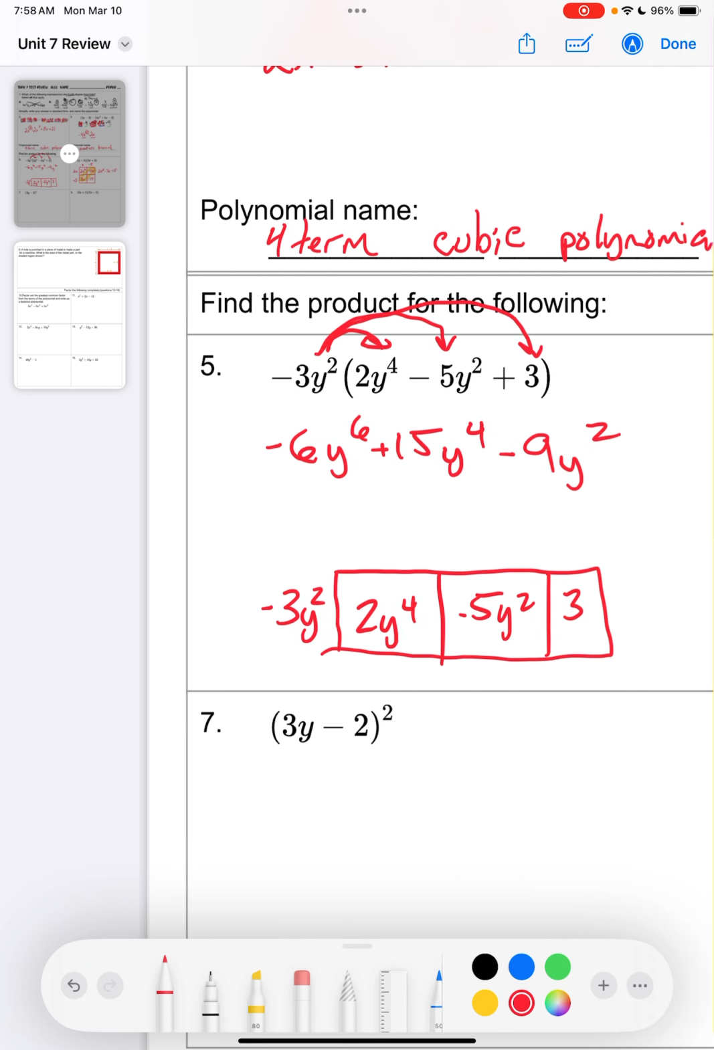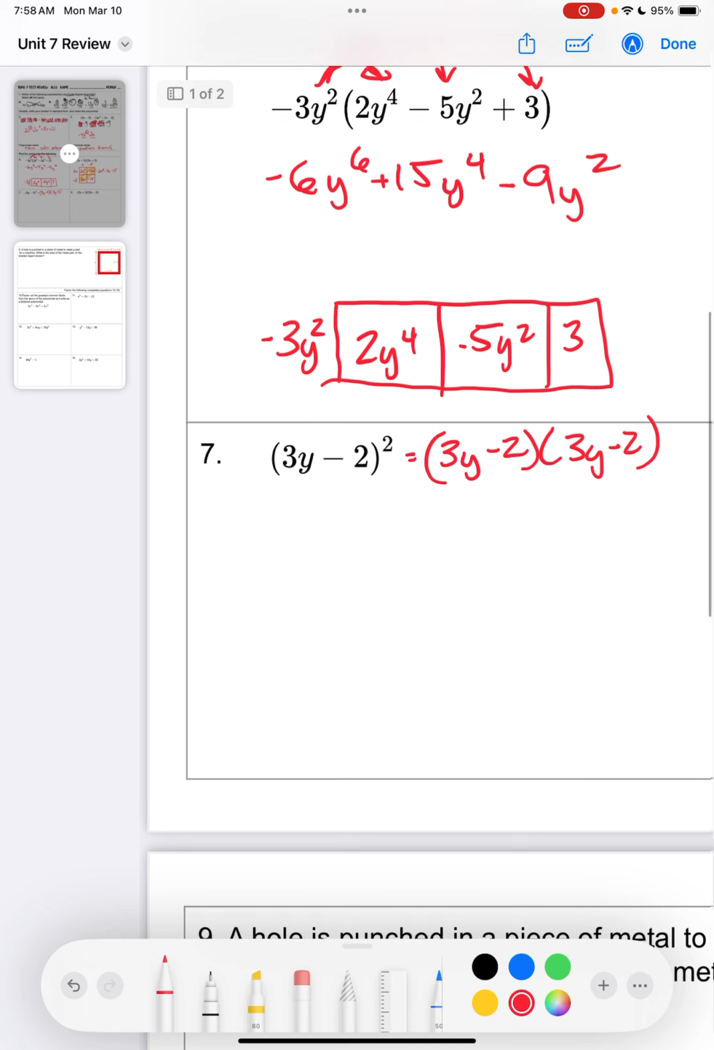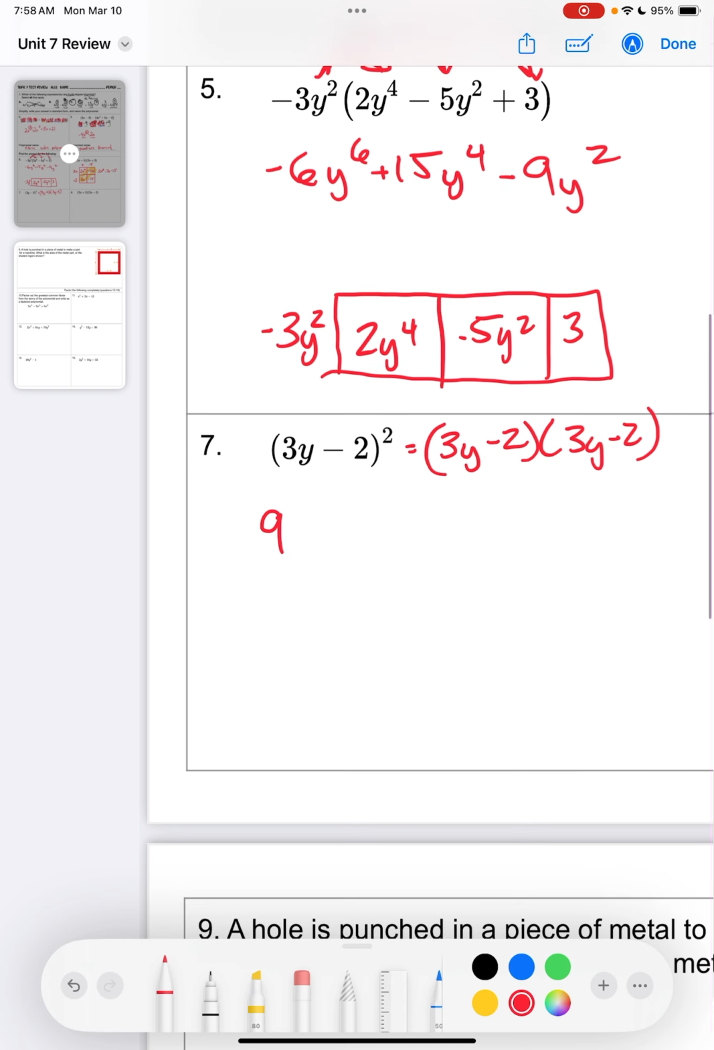3y minus 2 squared. And this is a special case, so there is a shortcut you could take. Biggest thing is remember that we're actually doing 3y minus 2 times 3y minus 2. We should get 9y squared minus 12y plus 4.